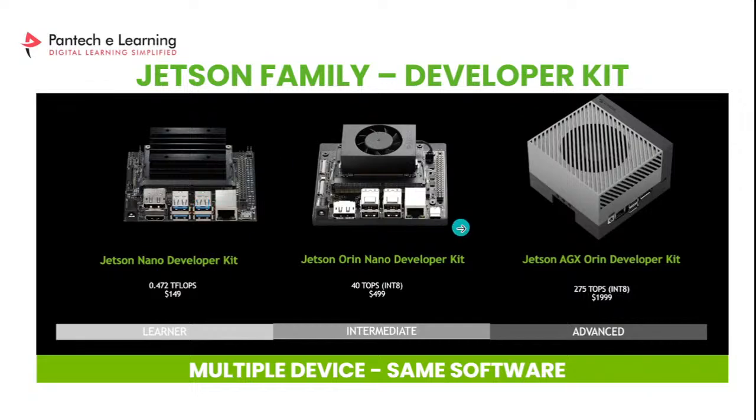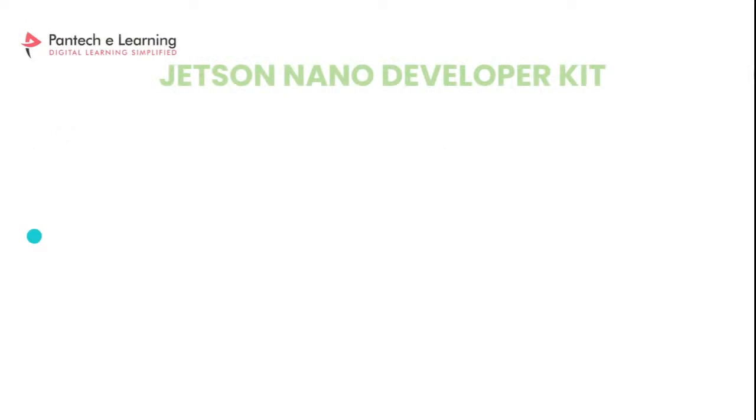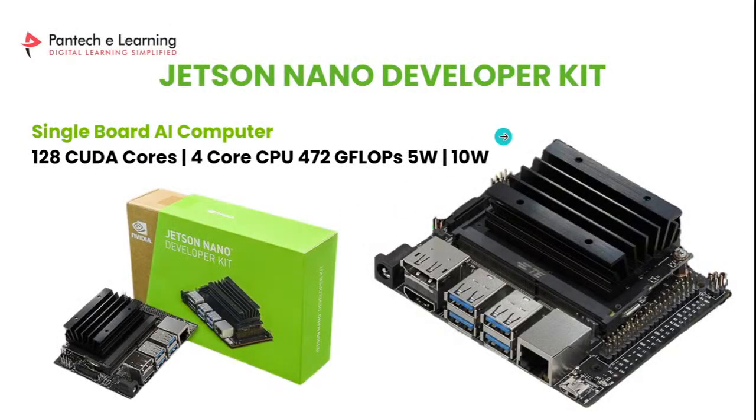Okay, and then see the Jetson Nano developer kit. When you buy the kit, you will get a package like this. Inside you will get this Jetson Nano, which you can use as a single board AI computer. It has 128 CUDA cores, a 4-core CPU, and 472 GFLOPS. It works on 5 watts and 10 watts.